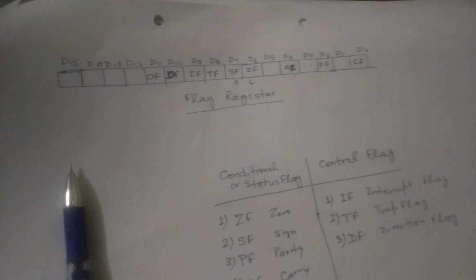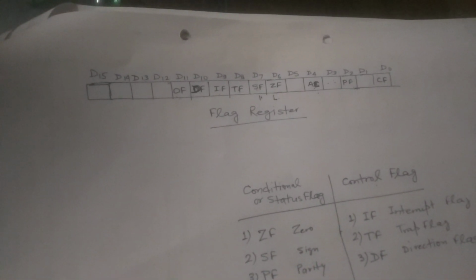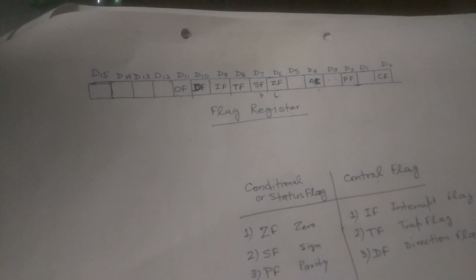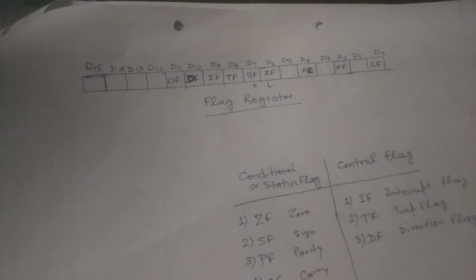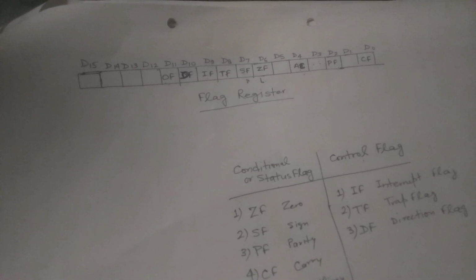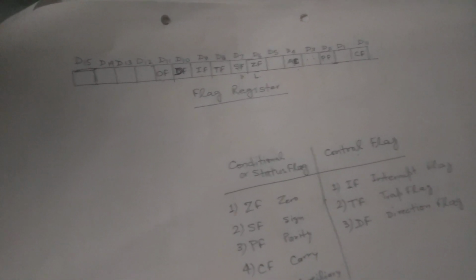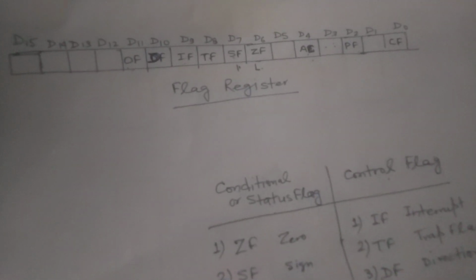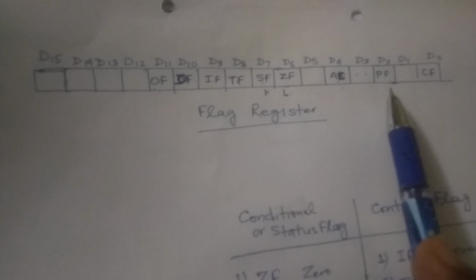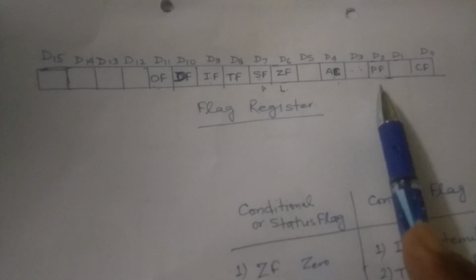Okay. Next is the parity flag. What is the parity flag? The parity flag is used to show whether the number of ones in the result of an arithmetic or logic operation is even or odd. If the number of ones is even, then the parity flag is set to 1, otherwise it is reset.